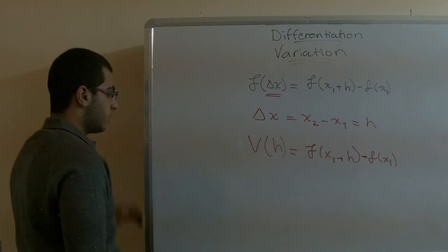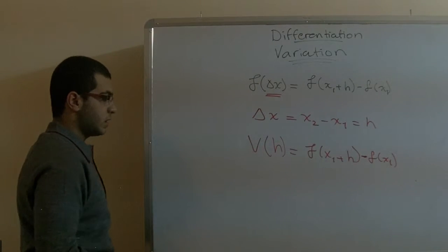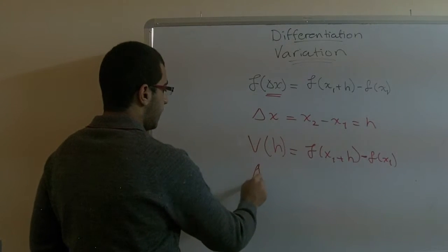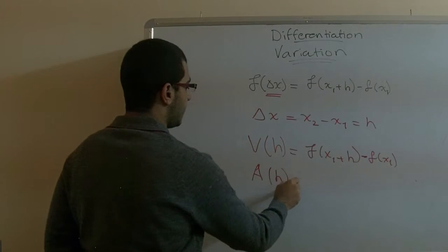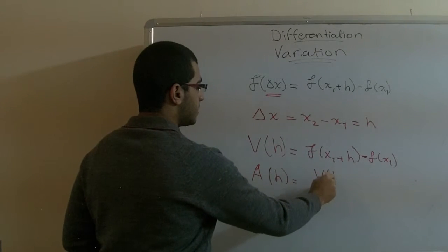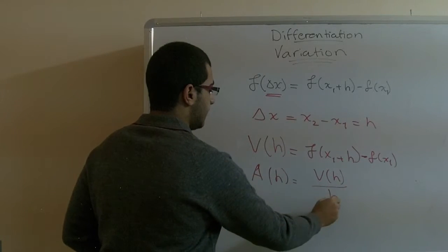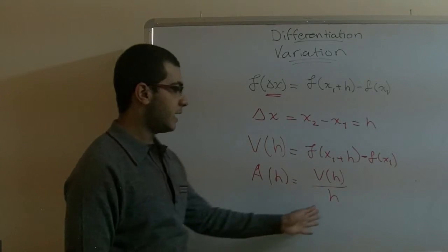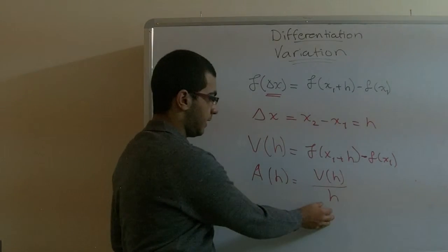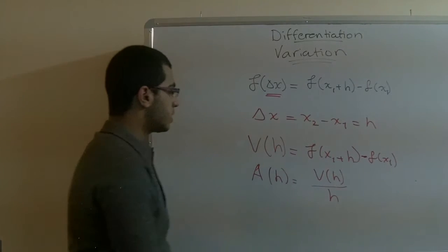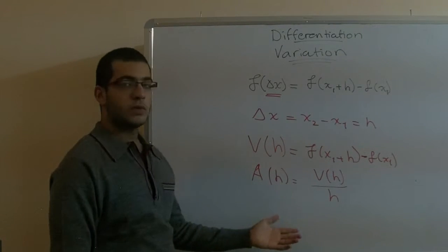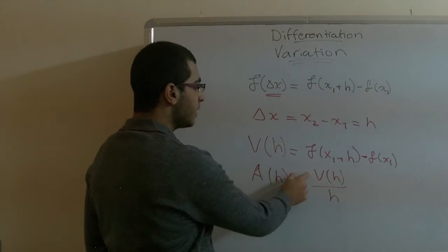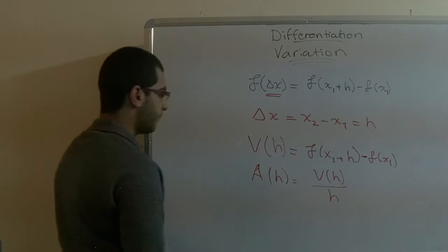And we also have two other types of functions for the variation. We have something called A(h), which is V(h) divided by h to show the average rate of change when h does not equal 0, of course, because if it equals 0 the definition will be undefined, so the result will be wrong. So A(h) equals V(h) over h.